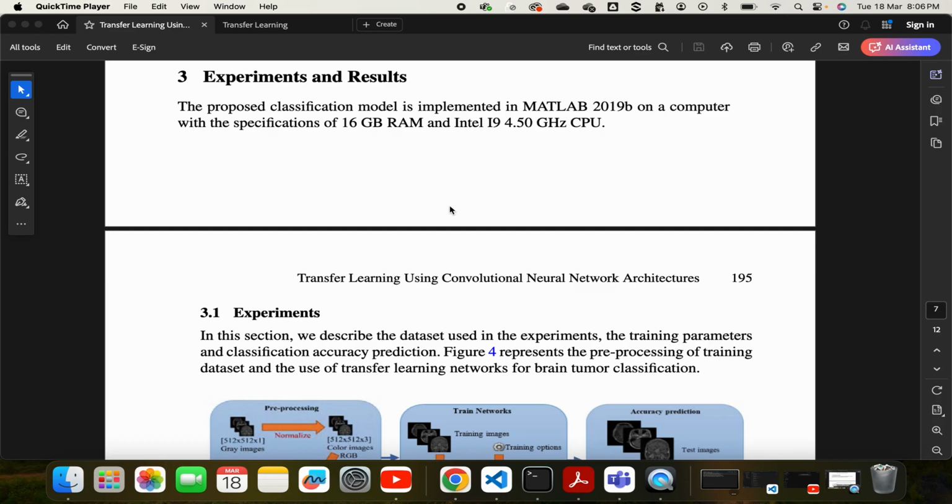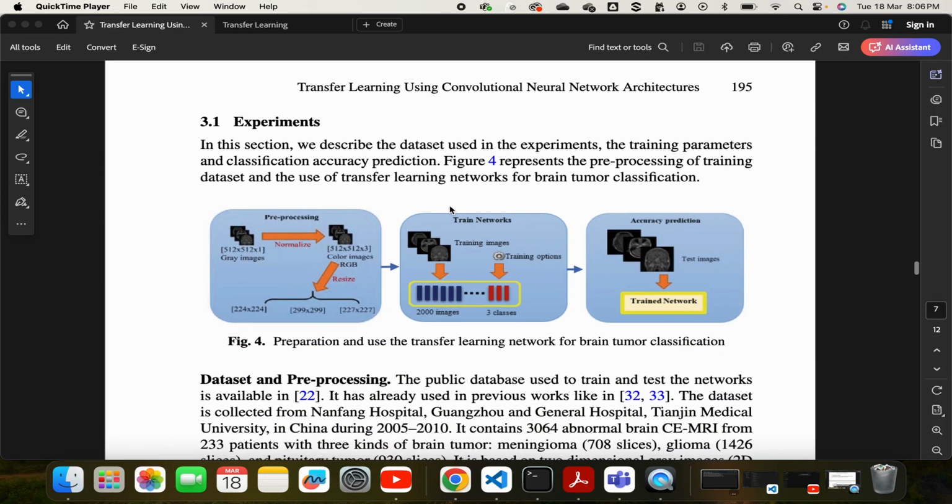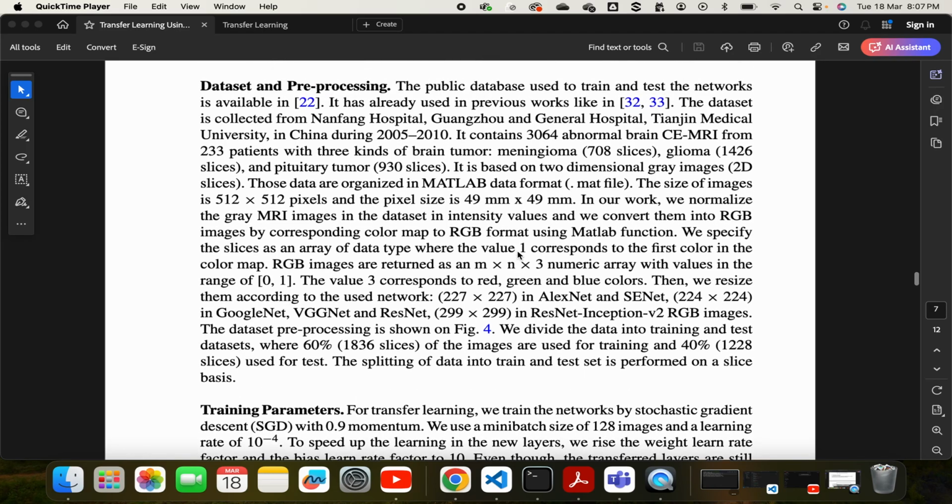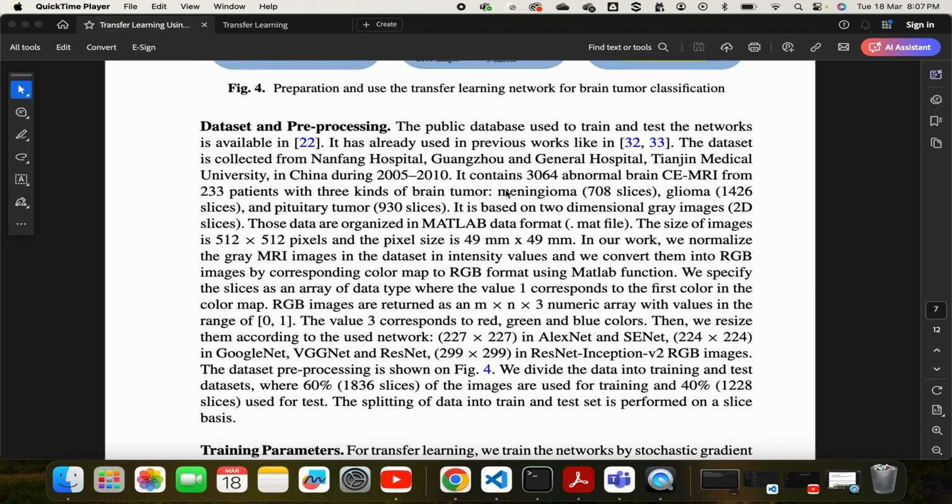The dataset used for training and testing was collected from 3 hospitals in China, and the publicly available dataset consists of 3064 contrast enhanced MRI slices from 203 patients with the following distribution. We had one kind of tumor with 708 slices, another with 1400, and another with 930 slices. So in total we had 3000 images.